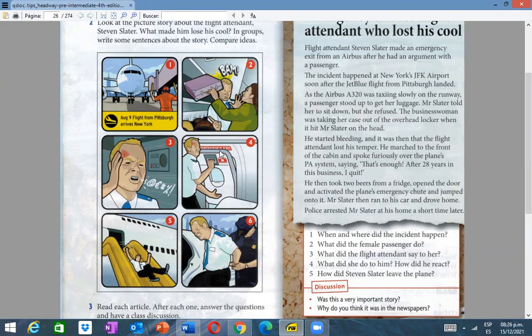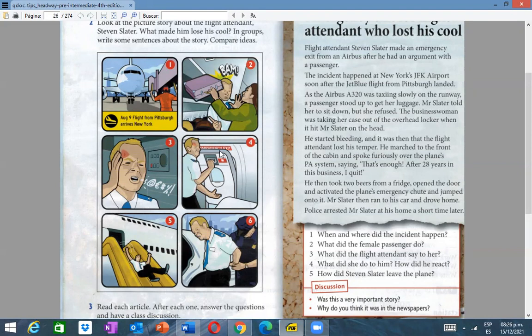The next, please, picture 3. What do you think is happening? I think the flight attendant is saying bad words. Yeah, okay. Maybe he's angry, right? Because can you see he's having like a little injury here on his face.